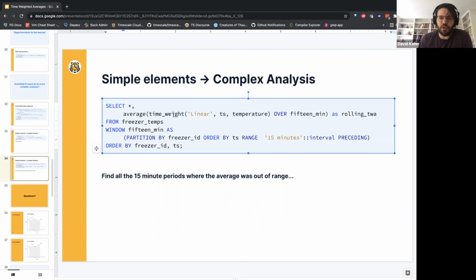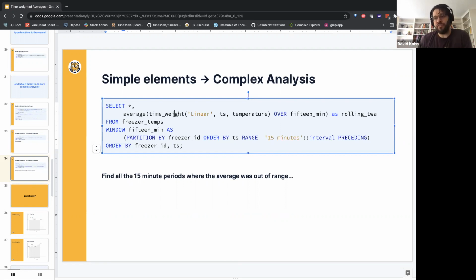Or which weighting method, I should say. So that can then be combined, as long as it's ordered, with other time weights. So if I have, say, a continuous aggregate that's doing this every 15 minutes, every hour, and I want to then get a daily weighted average, I can do that.